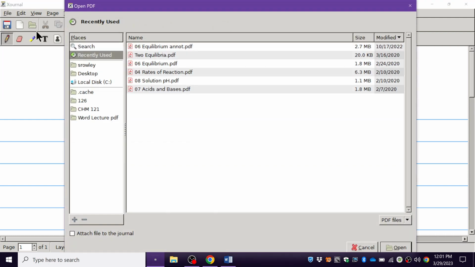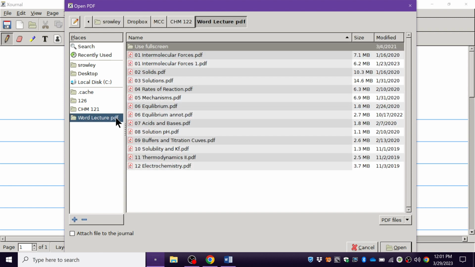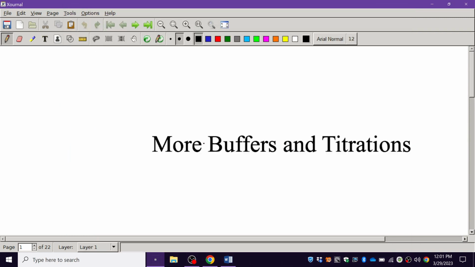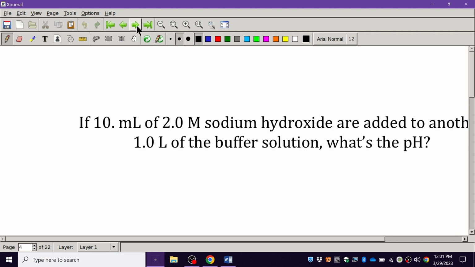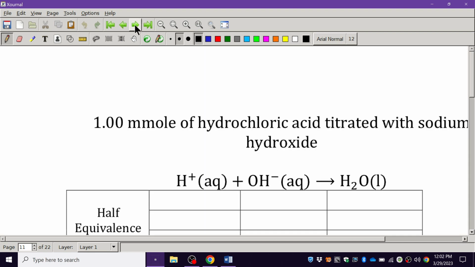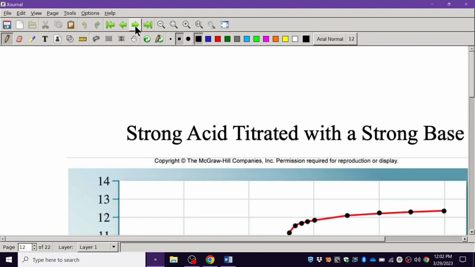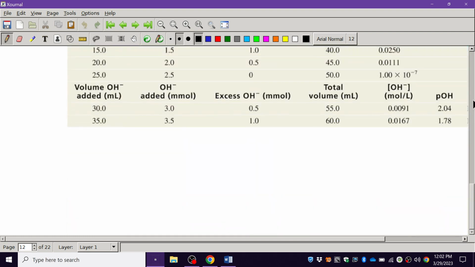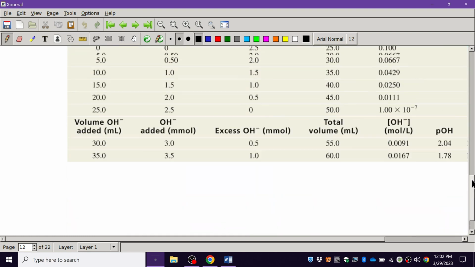So where did we leave off last time? What did we do? What were we talking about? Titration curves, exactly. All right. And which one did we do? Yeah, we did strong acid, strong base. And that's what we have here.